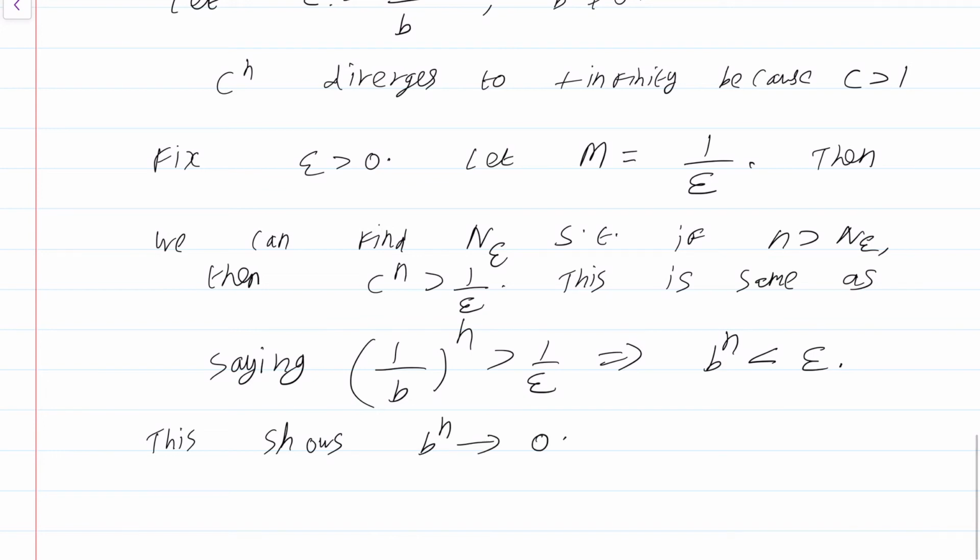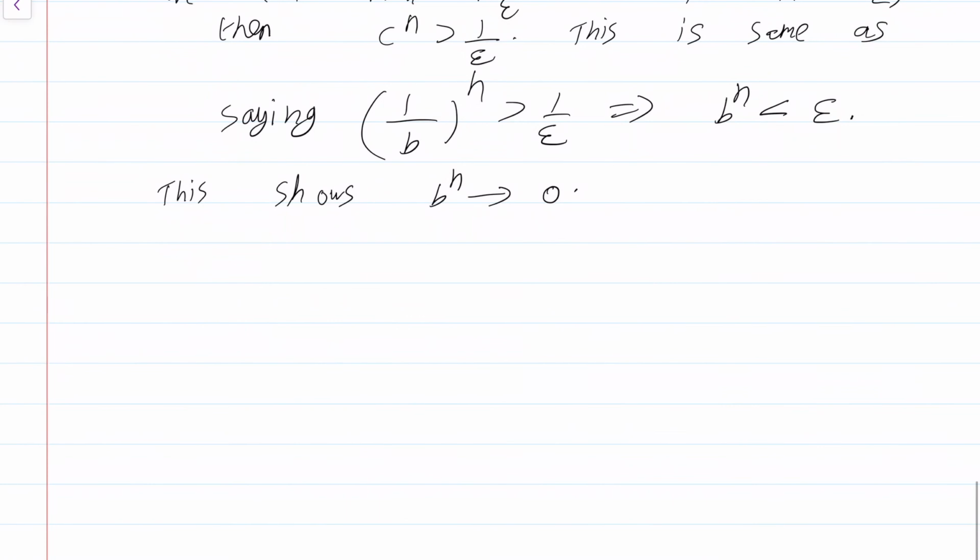Okay. Let me summarize what it is that we have shown. We have shown that if b is greater than 1, then b power n diverges to plus infinity.